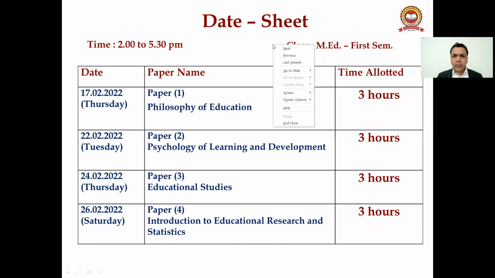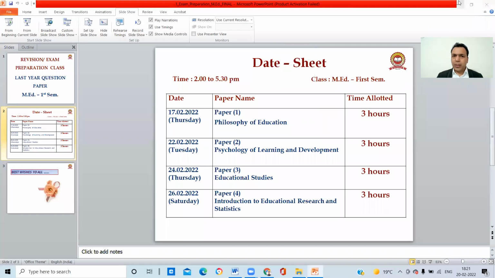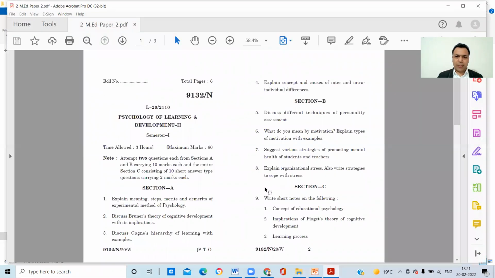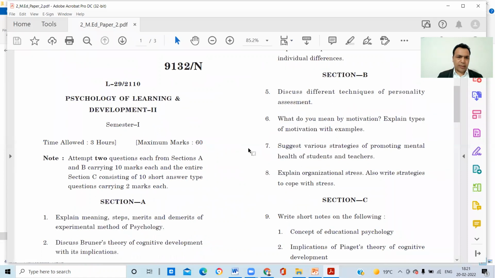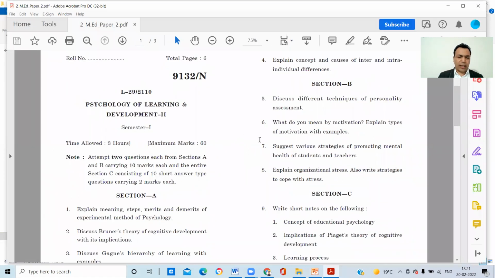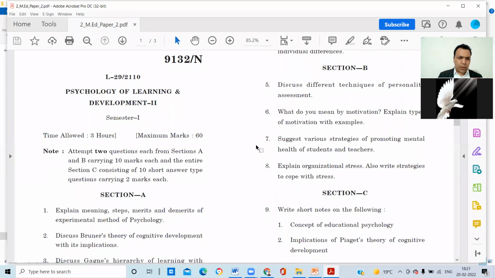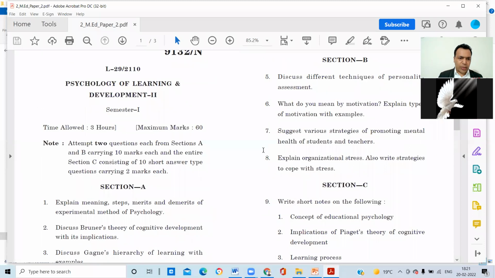So directly I go to the PDF file which I have sent. This is your last year paper. I increase this size. Psychology of Learning and Development. Is it readable to all of you? Should I increase the size? Yes, sir, you can enlarge it. Okay, I enlarge it a little bit.